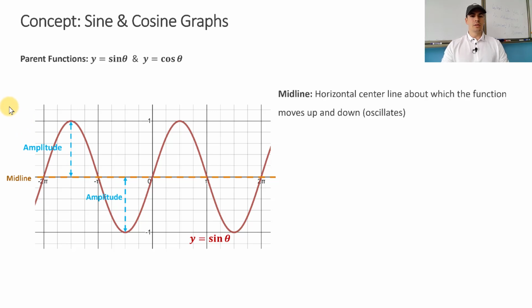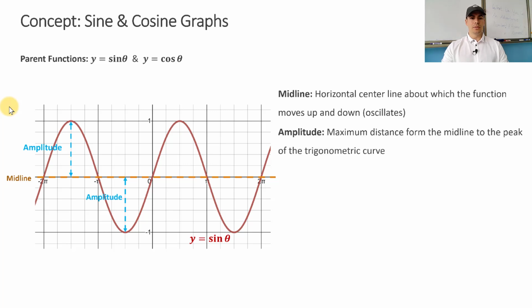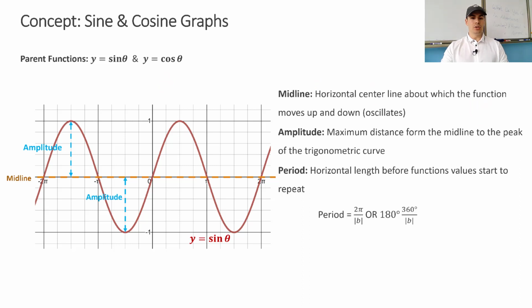Again, our midline is our horizontal center line that we are oscillating from, and our amplitude is our max distance from the midline. Now our period, we've seen this before, is the horizontal length at which we start to see repeat values on our function. We can find our period with the equation: the period is equal to 2 pi over the absolute value of b, or this should be just 360, not 180 here. Or 360 degrees divided by the absolute value of b.